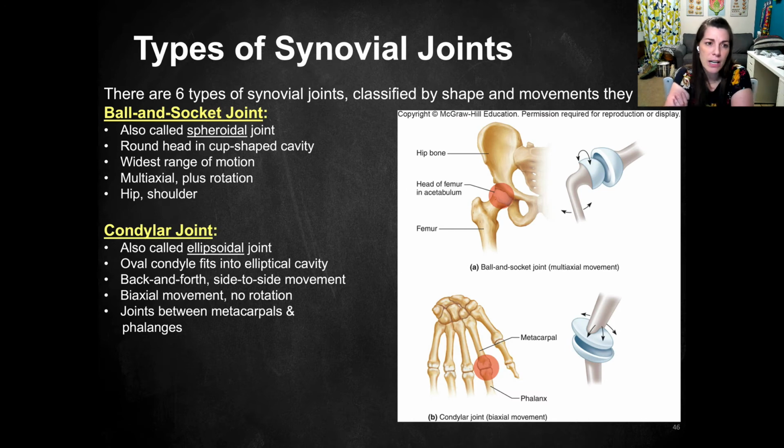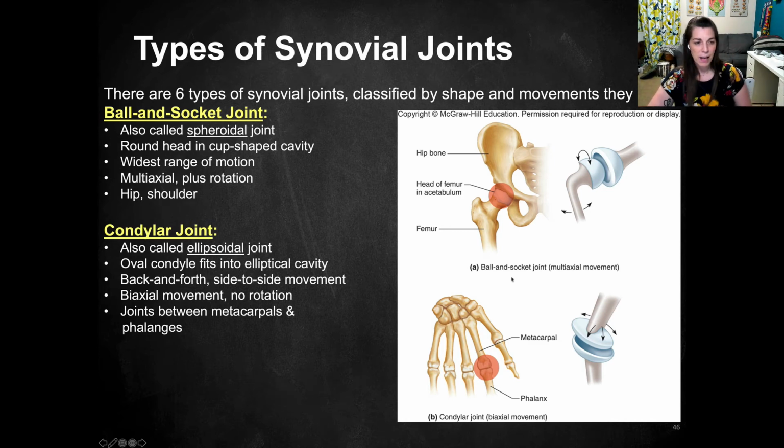So there are 6 types of synovial joints, and they're classified by their shape and the movement they allow. So there's a ball and socket joint. A ball and socket joint is also called a spheroidal joint. You're never going to see it called that. It's just a ball and socket joint. So you basically have a round head that sits within a cup-shaped socket, and it provides the widest range of motion. Your shoulder is a ball and socket joint. Your hip is a ball and socket joint too. I'm not going to do that with my hip. That would be painful.